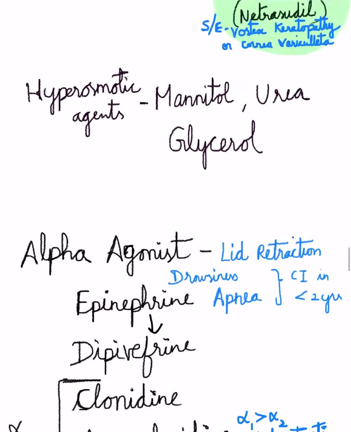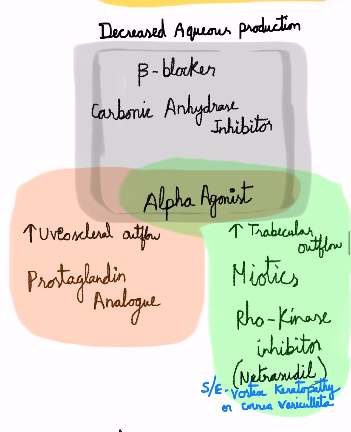In concern with the production, we have to decrease the production, and we have three groups of drugs. We have A, B and C. A stands for alpha agonist, B stands for beta blocker and C stands for carbonic anhydrase inhibitors.